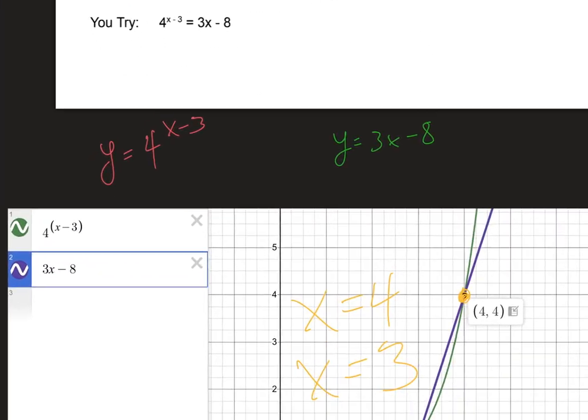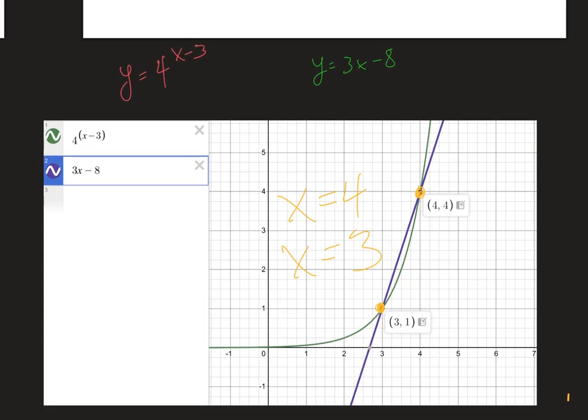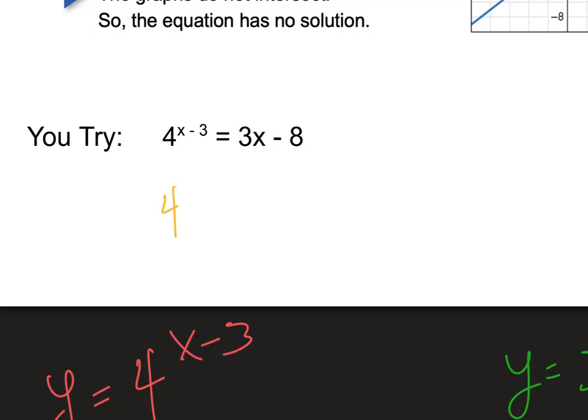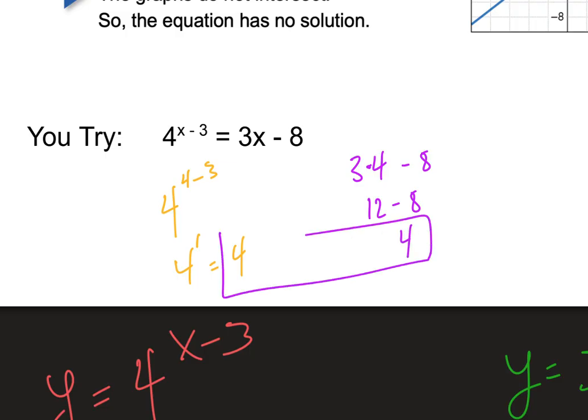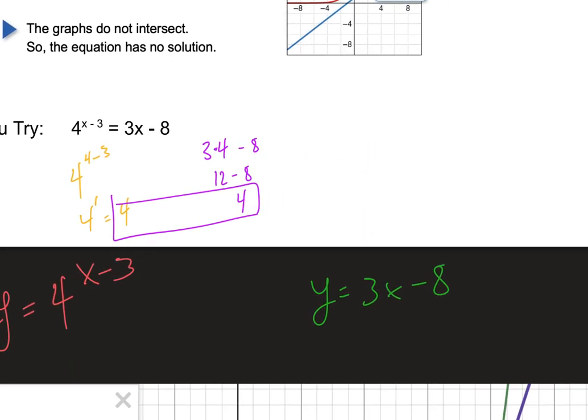So what was it, 4 and 3? Yeah. So if x is 4, we get 4 to the 4 minus 3 power, and that's 4 to the first, which is 4. Okay, that's the left side. And if we put 4 over here, 3 times 4 minus 8. 3 times 4 is 12, 12 minus 8 is 4. So yeah, that works, right? Okay, let's slide over and try 3 now.